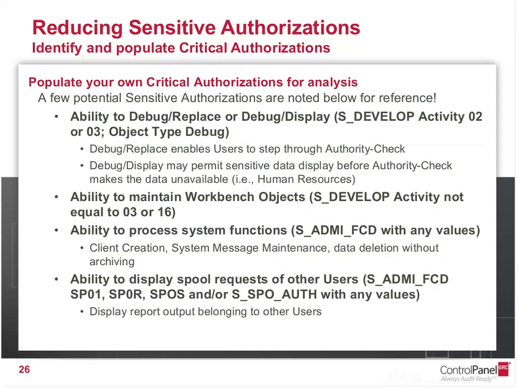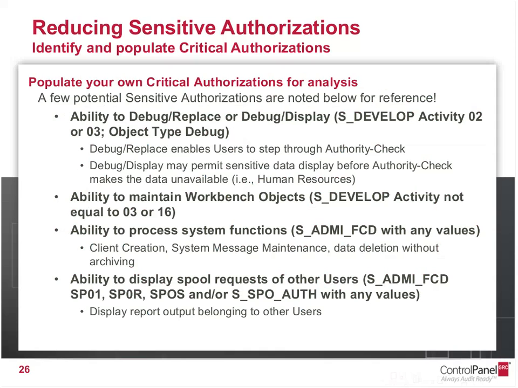As an example, the ability to debug replace or debug display in your production system is a bad thing. Debug replace is probably one of the most sensitive authorizations in the system because it would allow you to step around authority checks. If I can debug replace, I can walk through the code and get to the point where it says you don't have access to change this, and I can replace the variable and say yes, I do. That's given with S_DEVELOP activity 02 for object type DEBUG.